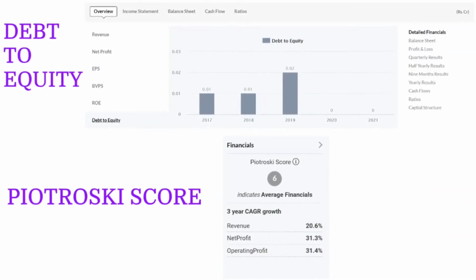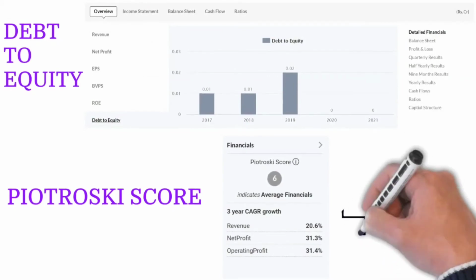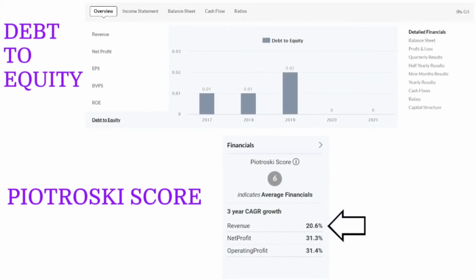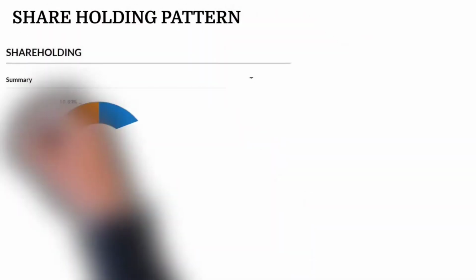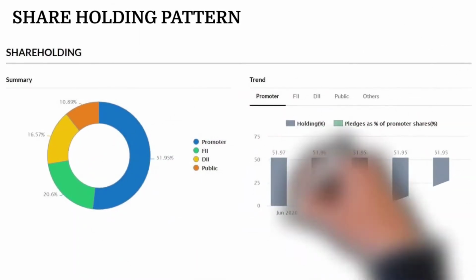The Piotroski score is important because it has a correlation with the price movement of the stock. So anything which is above 5 is considered to be good. Now for Divi's Lab the score is 6, which is excellent. Why? Because if you look at the CAGR for 3 years, it's well above 15%. Okay, so now looking at debt to equity and the Piotroski score, I'm interested again because the revenue and net profit had brought me down a little bit.